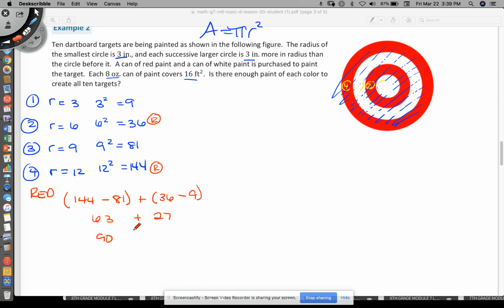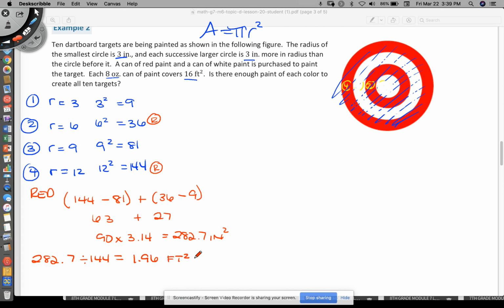Now you remember I said I left out the pi until the end. So now I'm going to multiply in pi. I multiply that by 3.14, and I get 282.7 inches squared, rounded. To find out if we have enough paint, we're going to divide this by the largest area, because of course we need enough paint for the entire thing. So 282.7 divided by the largest area gives me about 1.96 feet squared.